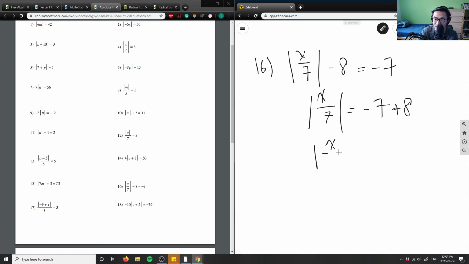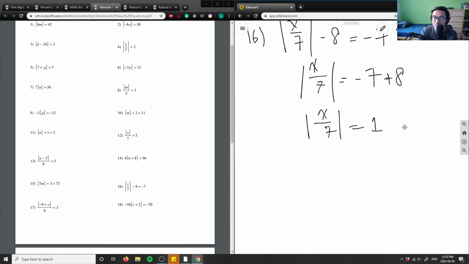What I'm going to get is x over 7. Negative 7 plus 8 equals 1. And then I'm going to have to now do something with this 7 here. I'm going to move it to the other side, right? So I'm going to say the absolute value of x here equals, this is 1 times 7, right?